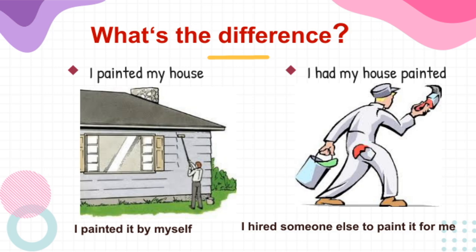Then, I had my house painted. This is a more passive way of saying it. It suggests I arranged for the painting to be done, but it doesn't specify who did it. It's often used in more formal or indirect contexts.